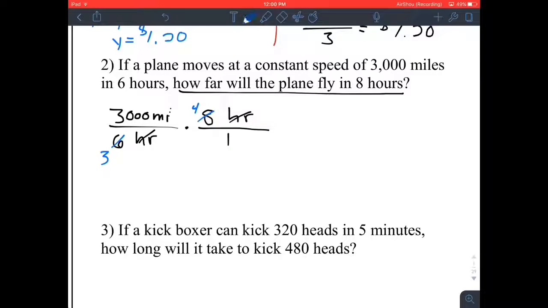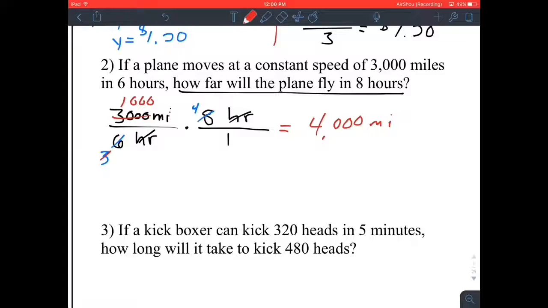We can also divide 3,000 by 3. This ends up being 4,000. What units do we have left? We have miles left. So it's 4,000 miles.